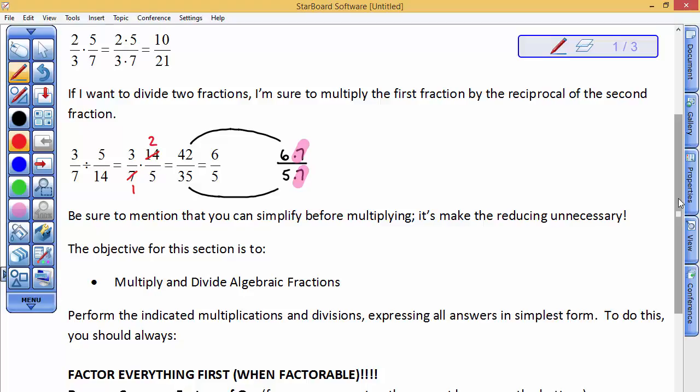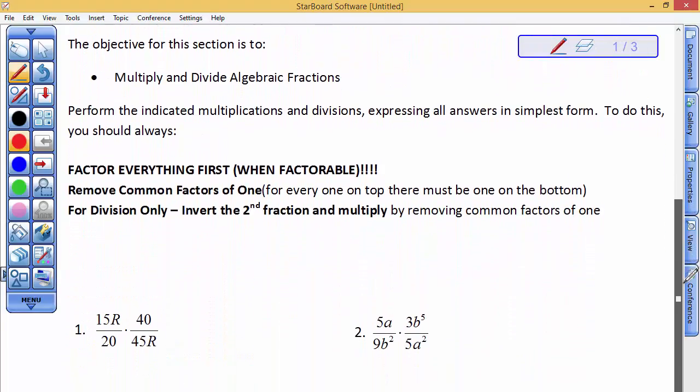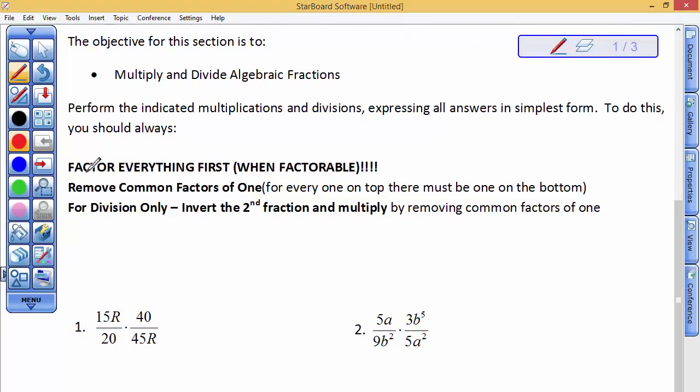So we're going to multiply and divide algebraic fractions in this section, and lo and behold, the first step again is factor everything first when it's factorable, and then remove common factors. They're equal to 1. For every 1 in the numerator, there must be 1 in the denominator. But for division, we will invert the second fraction and then follow the rules for multiplication.